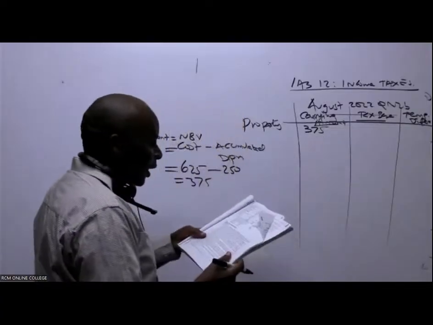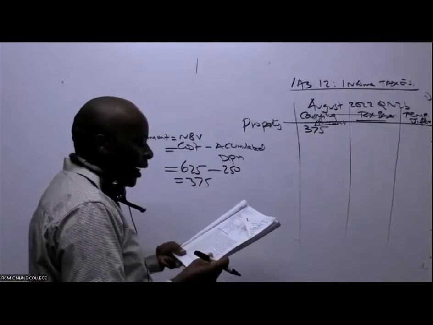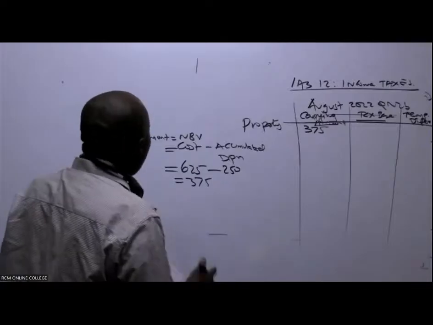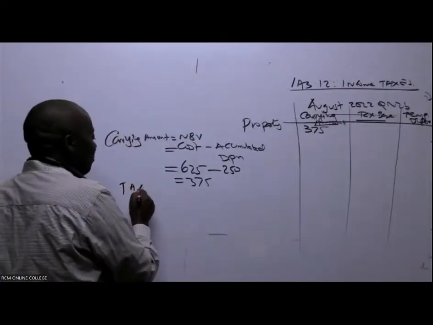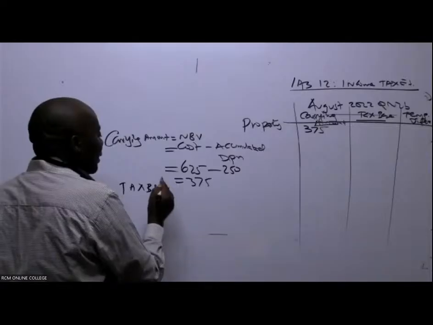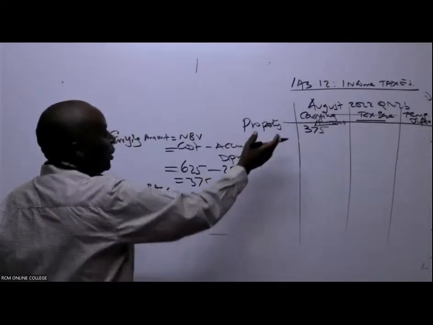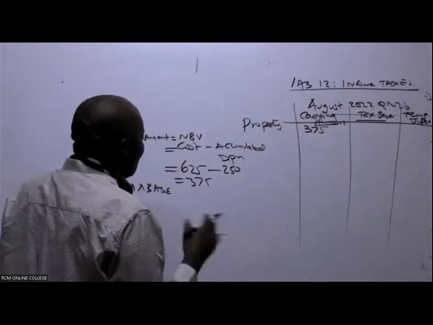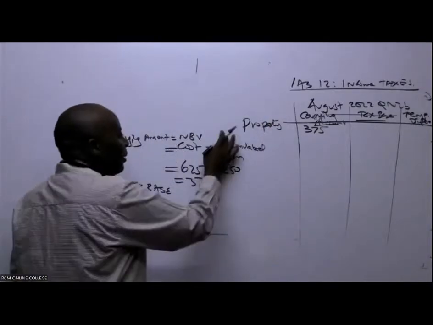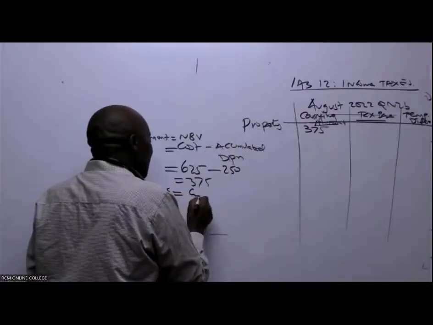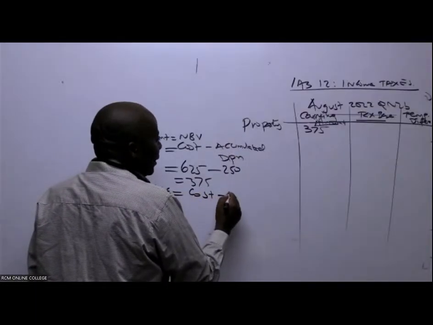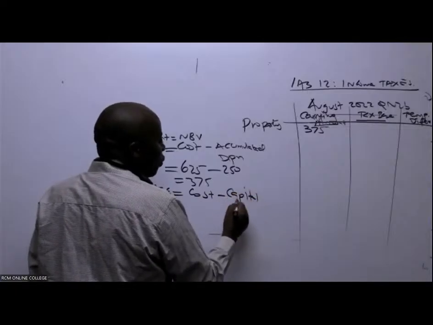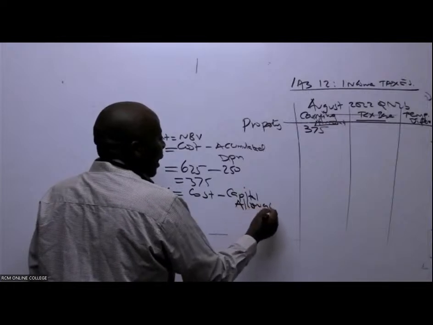Now, ladies and gentlemen, after that, we continue reading. We are told here the entity has claimed a total capital allowance on this property of 300. So then how do we get tax base? Remember, the tax accountant and the normal accountant, they use the same principles. However, when it comes here, tax base will be equal to cost minus accumulated capital allowance.